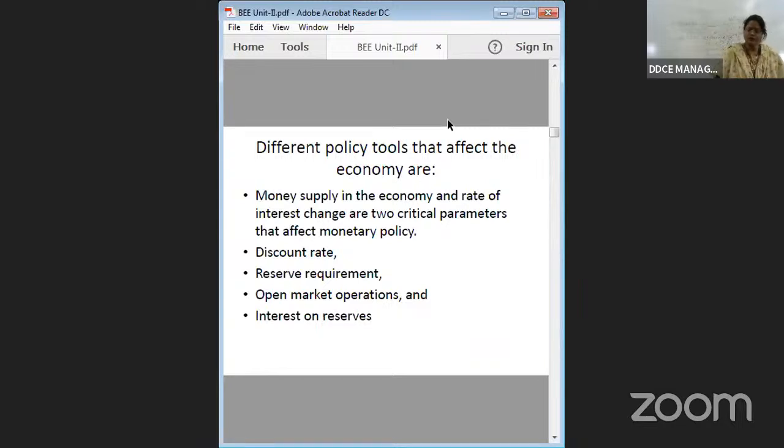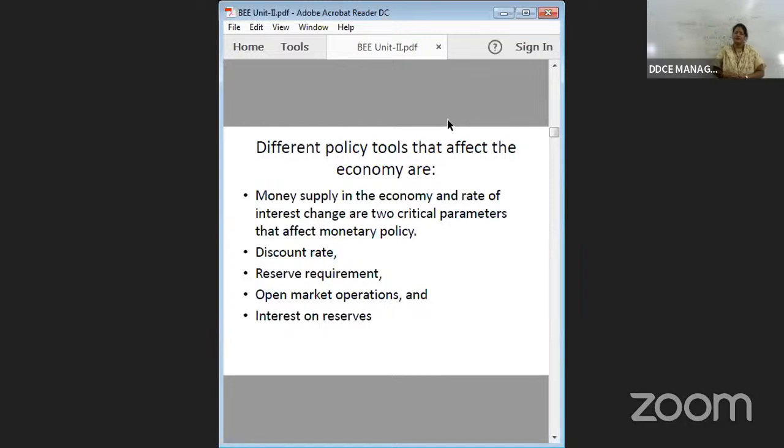Okay. Now came to the third one, open market operation. Open market operation means RBI tries to open a large number or large quantity of small scale banks or financial institutions so that each and every one. Ma'am, yes ma'am, excuse me.